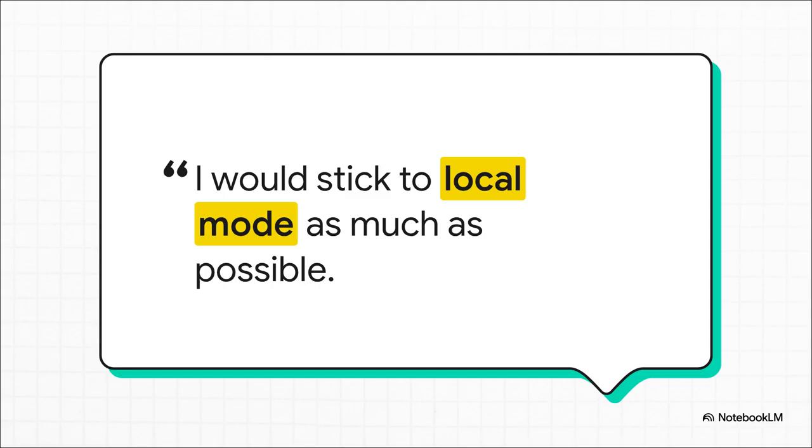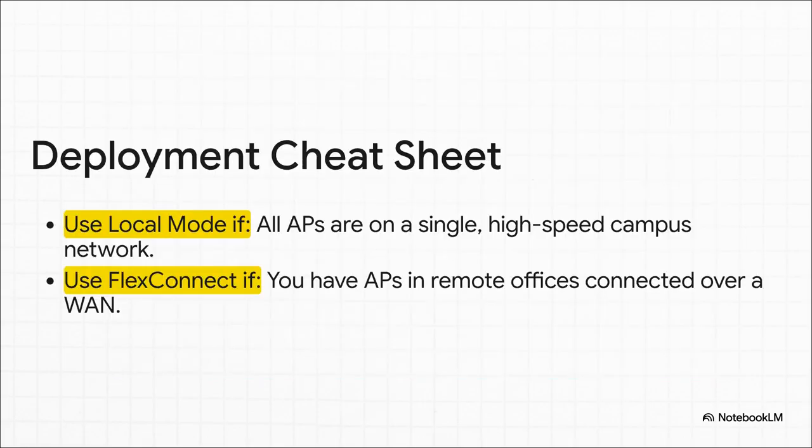The simplicity of local mode is so valuable. You only want to introduce the complexity of FlexConnect when you absolutely have to, like for those remote sites over a WAN. So let's break it down into a simple cheat sheet. You should probably use local mode if all your APs are in one place on one fast campus network, or if you want the absolute simplest way to manage and troubleshoot things, and maybe if you have security policies that require all traffic to pass through a central point. On the other hand, you definitely want to look at FlexConnect if you've got those remote branch offices, if you're trying to save that WAN bandwidth, and especially if you need the Wi-Fi to stay up, even if the connection back to headquarters temporarily dies.